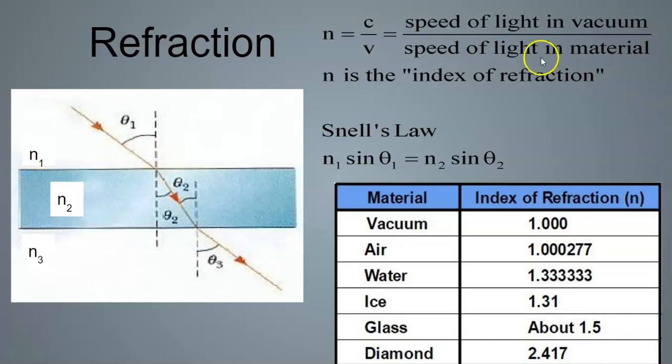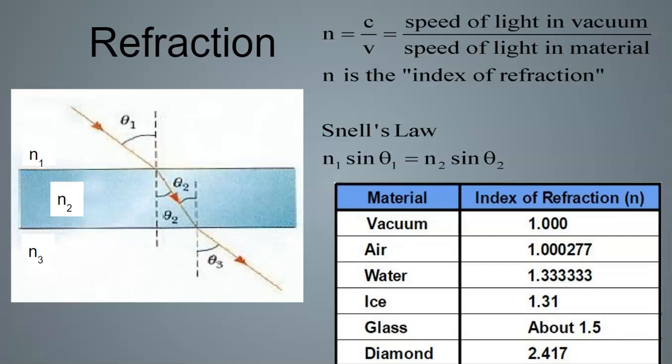Now, I should tell you how they got that number. N is the ratio of how fast light travels in vacuum compared to how fast it travels in the material. When light goes into glass, it slows down. When light goes into water, it slows down. In vacuum, it travels faster than anything else. That's our 3 times 10 to the 8 meters per second.